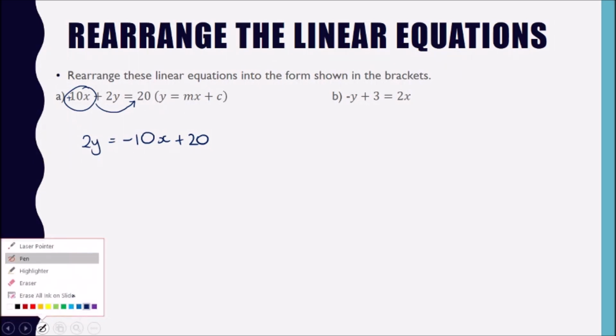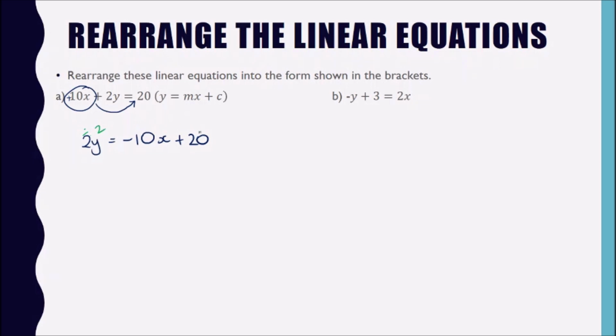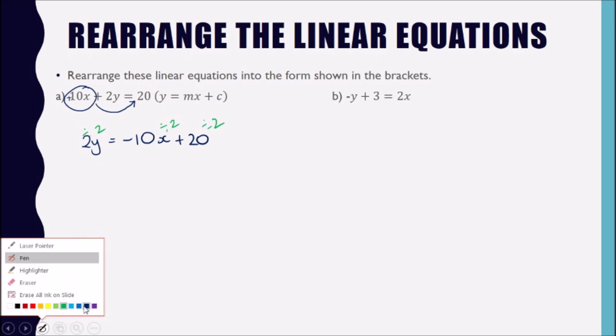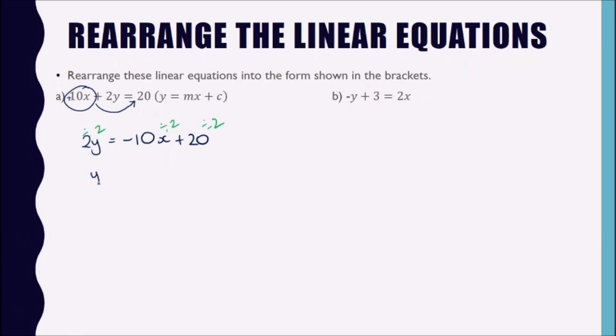Now to get rid of the 2y, you divide both sides by 2. Divide everything by 2, okay? So now the new equation would be 2 divided by 2 is 1, but we don't write 1y, we just leave it as y. 10 divided by 2 is 5. A negative and a positive is a negative, and then x, all right? 20 divided by 2 is 10. And we know positive is positive. And that would be your y equals mx plus c equation.